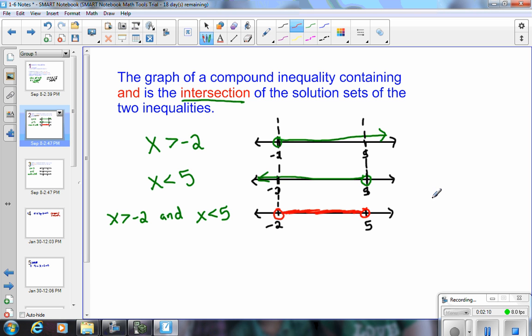Now there's a fancier way to write compound inequalities that are joined with the word and: you can actually write it in one statement. If you think about this one, the number we're going to call x is in between negative 2 and 5. So we can write this as one statement. Notice I'm not using the word and, but it still means x is greater than negative 2 and x is less than 5.